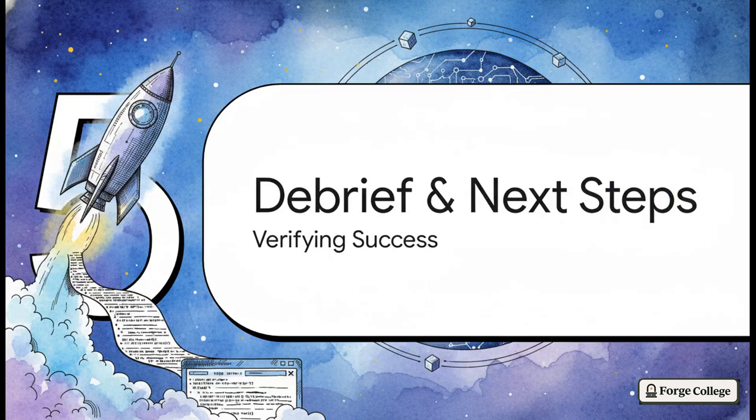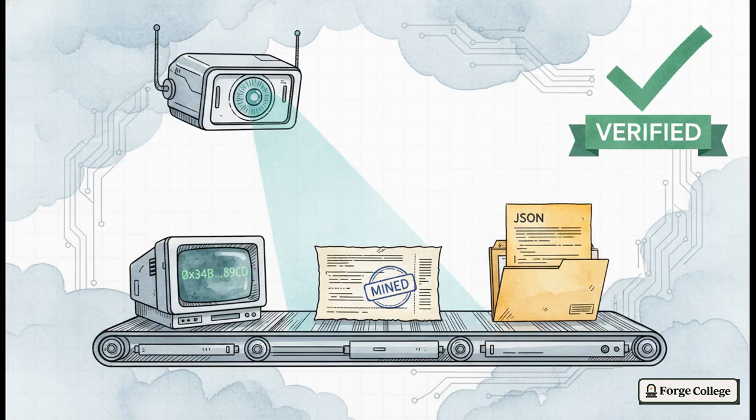Section 5. Debrief and next steps. How do we actually verify our rocket made it to testnet orbit? The short answer is, we don't just guess. We look for very specific, verifiable signals. These are your absolute proofs of success.